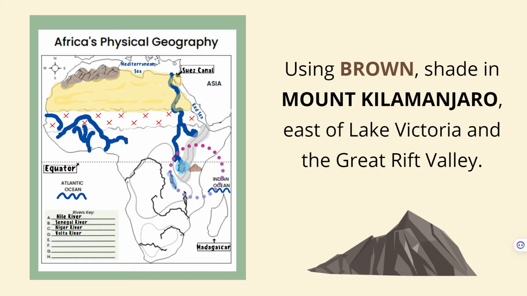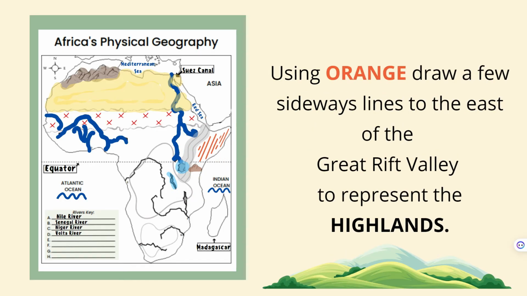Using your orange colored pencil, find the area that is indicated with the red circle on my map. We're going to draw a few sideways lines just to the east of the Great Rift Valley. This is going to represent the Ethiopian highlands. This is an area of tall mountains. These mountains have had a great impact on the history of this region.